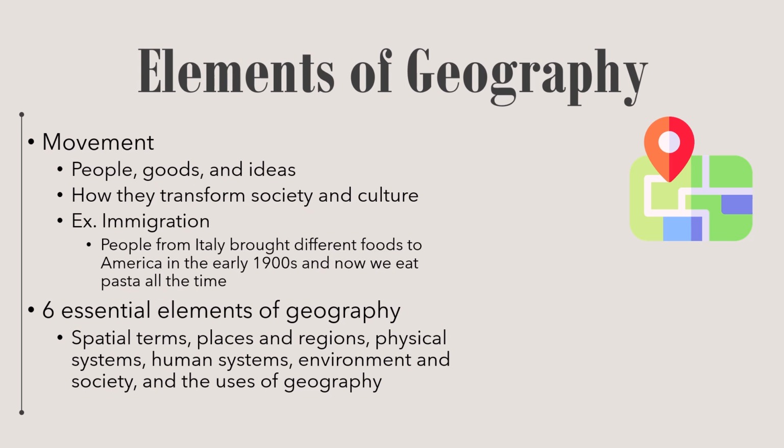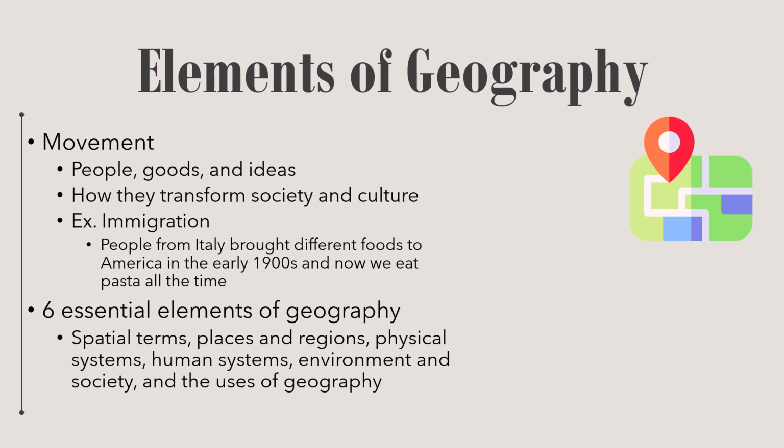We also have movement, which is how people, goods, and ideas move from one place to another. And then usually they're going to change society or culture some way, somehow. An example would be with immigration. So you have people coming from one country into another. So in the early 1900s in New York, you had people coming from Italy and they brought their food with them. So now in the US, we eat a lot of Italian food.